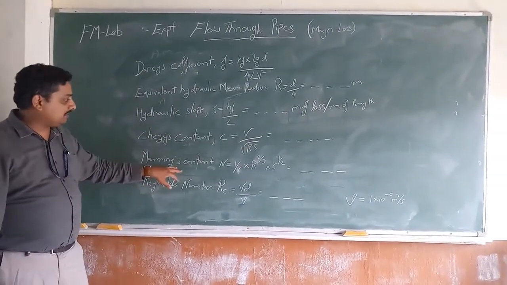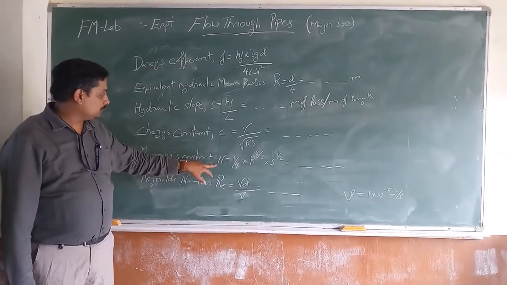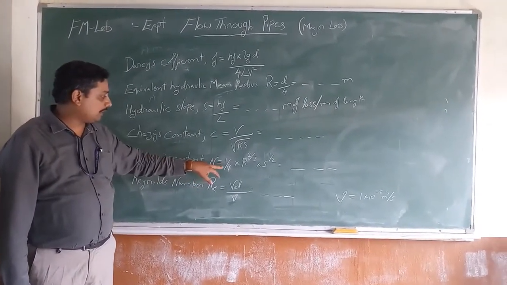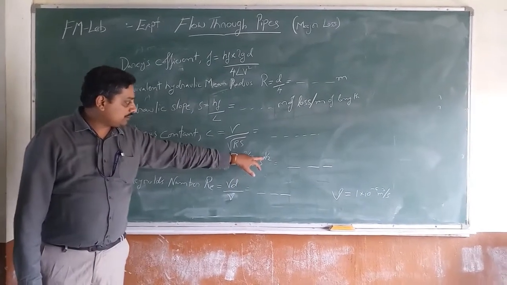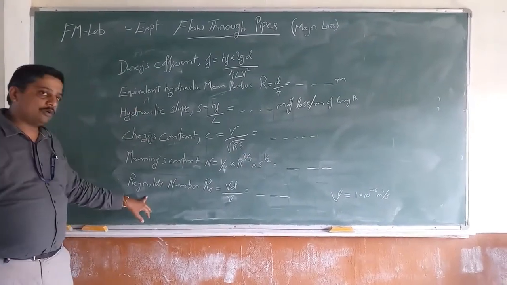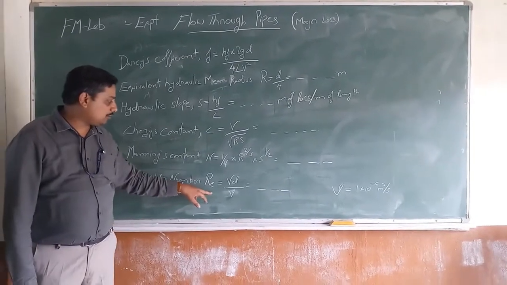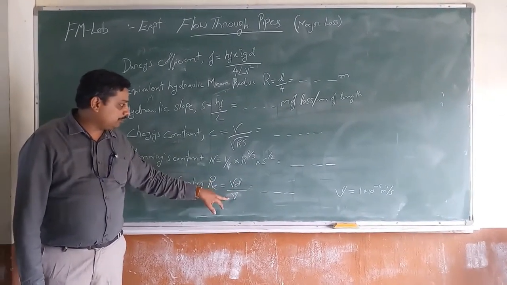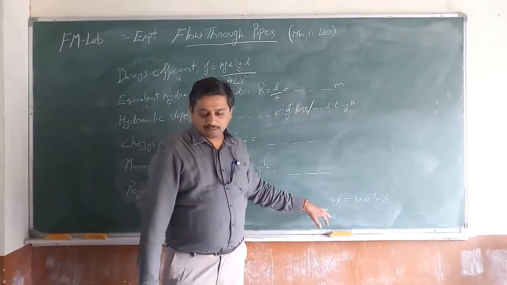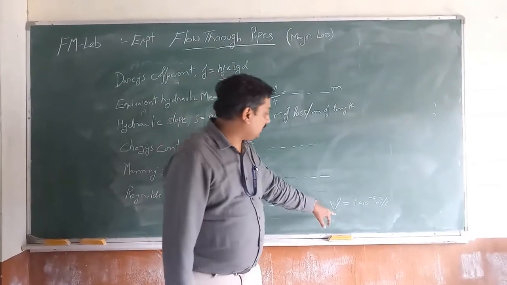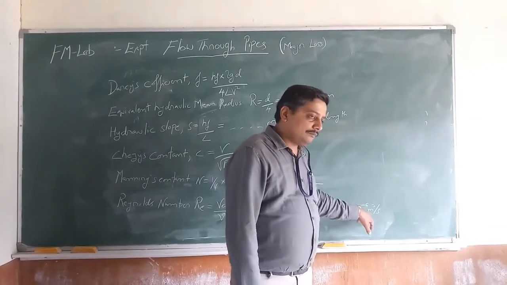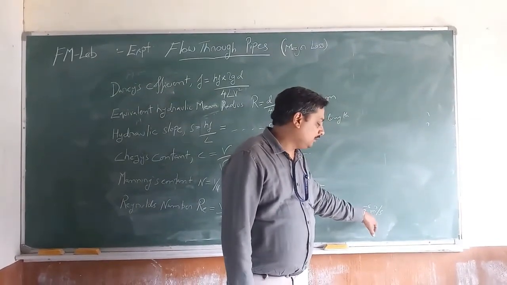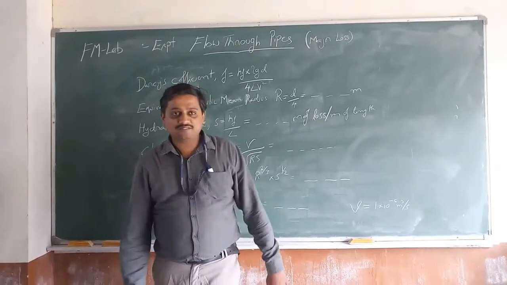Then you have to find Manning's number. So Manning's number N equals 1 by V into R raised to 2 by 3 into S raised to 1 by 2. Then you have to find the Reynolds number, that is Re equals V D by nu, where nu is the kinematic viscosity, given as 1 into 10 raised to minus 6 meter square per second.